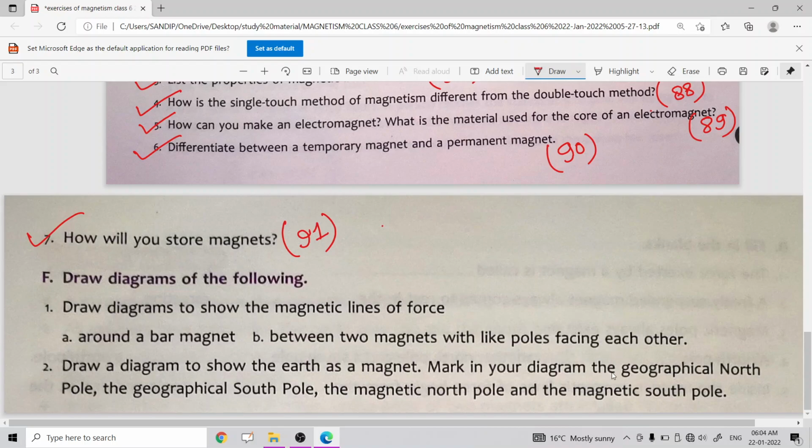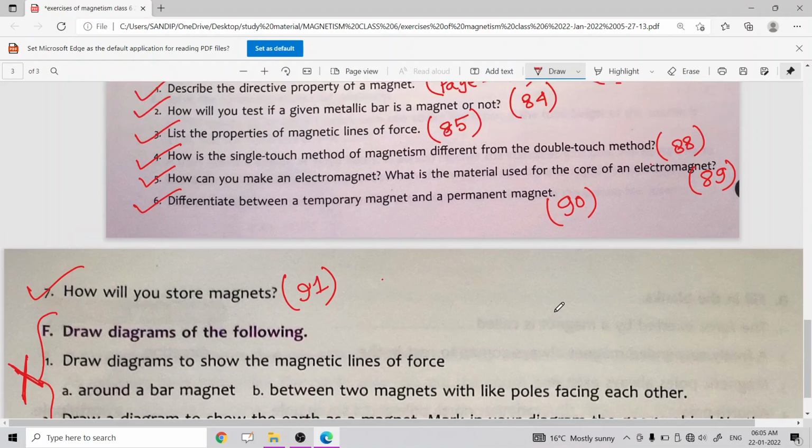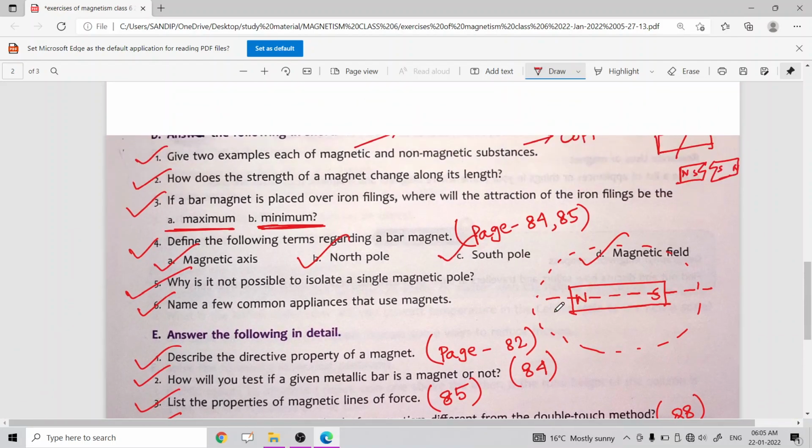And the next part is draw the following diagrams. This is not necessary. This is not required for your final exam, so I put a cross mark. No need to draw this type of diagram here. Around a bar magnet, draw field lines between two magnets, like pole and like pole. Just read through this question, which was discussed in this class.